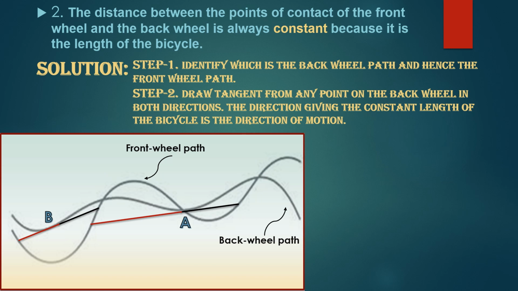Solution. Step 1. First, we have to identify which is the front wheel path and which is the back wheel path. A simple way to do this is that the path which has lesser variation is the back wheel path, and the path which has more variation is the front wheel path. The front wheel path always encloses the back wheel path with its larger amplitude. Hence, by simple observation, we can identify which path is due to which wheel. However, I will give the actual method to find which path is of the back wheel and which is of the front wheel.